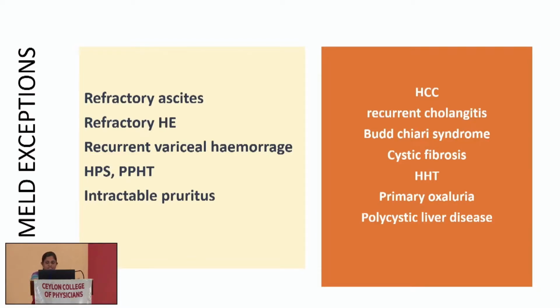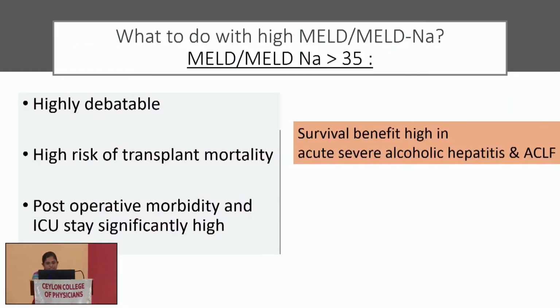These are the features: refractory ascites, refractory hepatic encephalopathy, recurrent variceal hemorrhage, and hepatopulmonary syndrome. These are the common MELD exceptions. The expert should know the MELD exceptions. These patients should be given priority for liver transplantation.